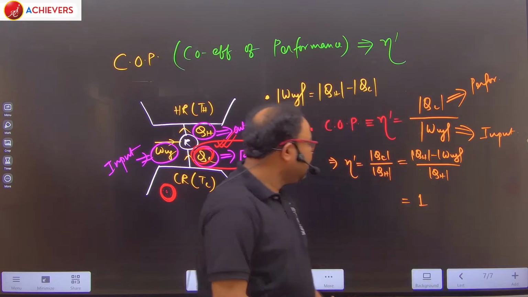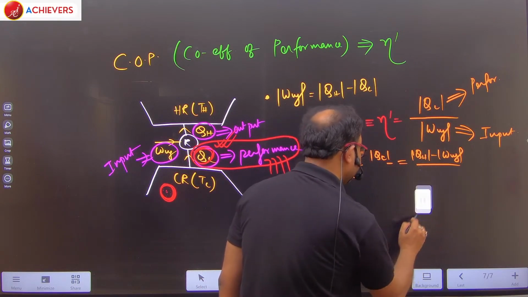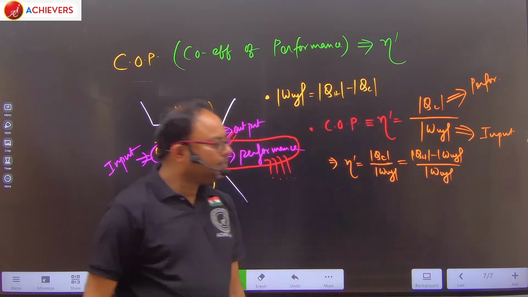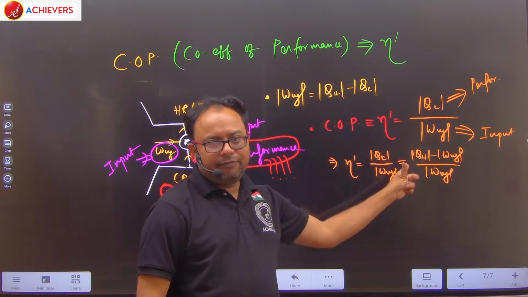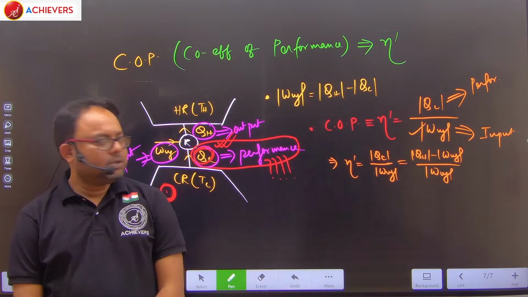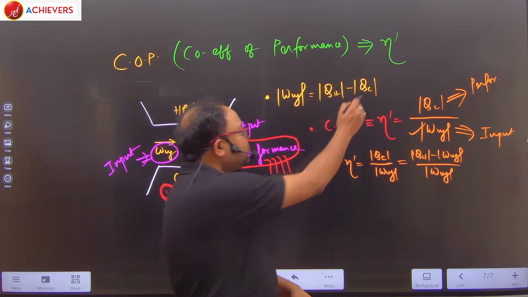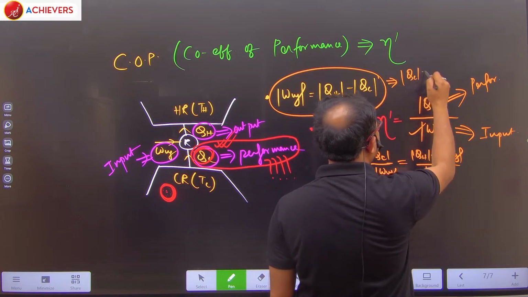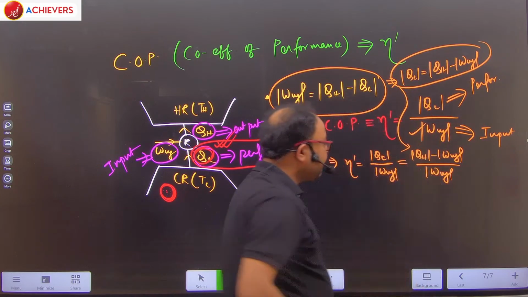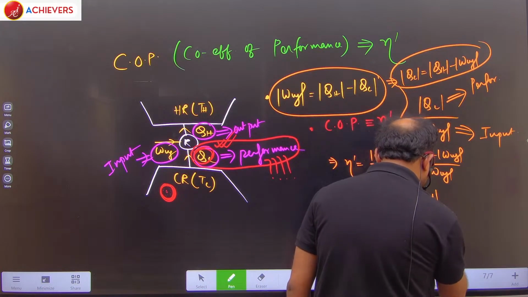I have made a mistake over here. In the denominator you have mod W cyclic. Wrongly I have written mod QH in the denominator. It should be mod W cyclic. So it is mod QC by mod W cyclic. Now you are replacing mod QC by mod QH minus mod W cyclic. That is quite evident from here. From here you can always write mod QC equal to mod QH minus mod W cyclic. That is being replaced over here. So you are getting mod QH by mod W cyclic minus 1.